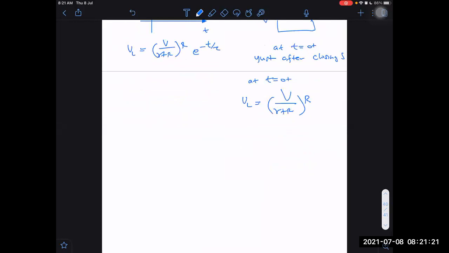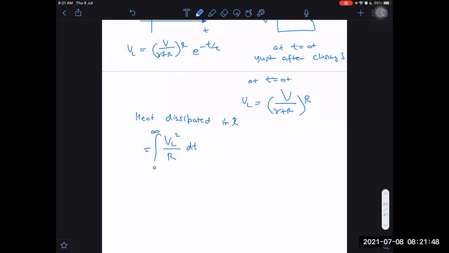Yes, sir. What will be the power dissipated? Power dissipated will be VL square by R. Now we can see clearly that the power dissipated will decrease with time. What will be the energy dissipated? Heat dissipated in resistance R will be this into dt, from 0 to infinity.